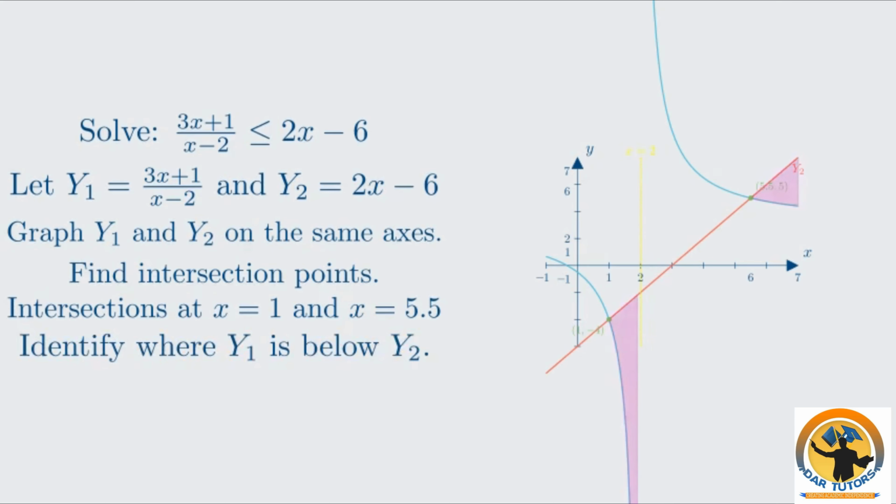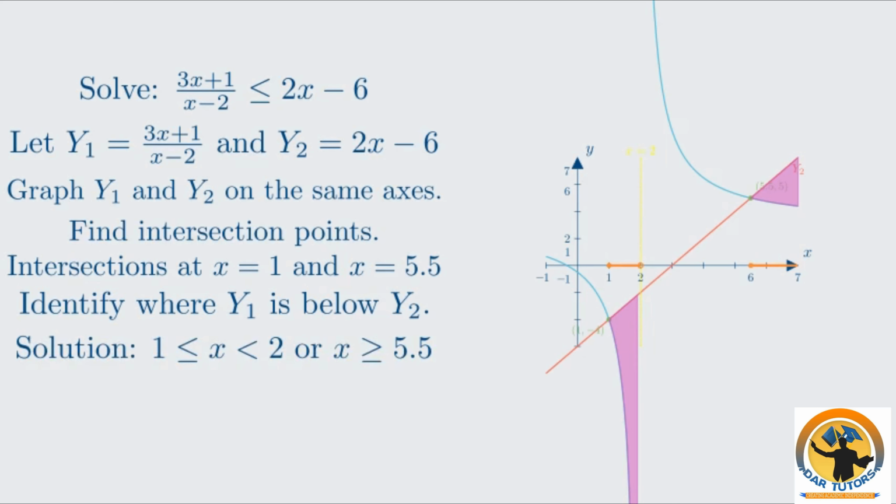Looking at the graph, the hyperbola is below the line in two regions. The first is between the intersection point at x equals 1 and the vertical asymptote at x equals 2. The second region is to the right of the intersection point at x equals 5.5. So, the solution is x is greater than or equal to 1 and less than 2, or x is greater than or equal to 5.5. Notice that we use a strict inequality for x less than 2 because the function y1 is undefined at x equals 2.